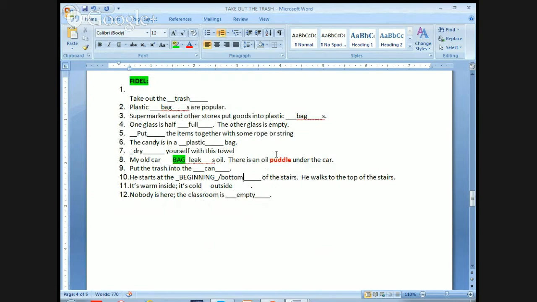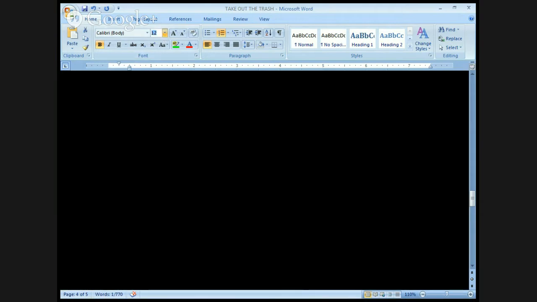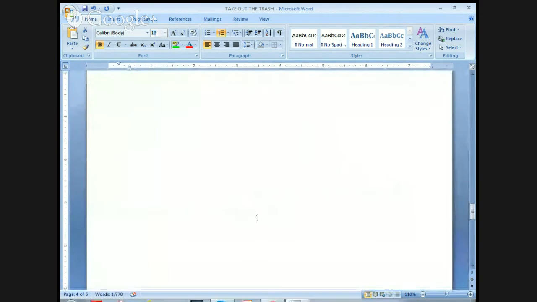Okay. And this word is puddle. When we get rain, we get puddles of rain. We get puddles of water in the street. This is circles of water. And in this case, it's circles of oil underneath the car. This word here, puddle. It's a small amount. Sometimes it's a large amount.